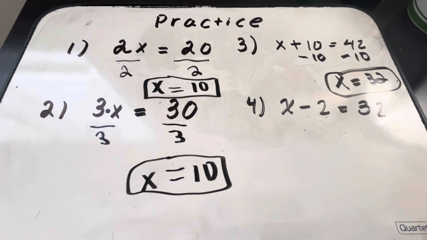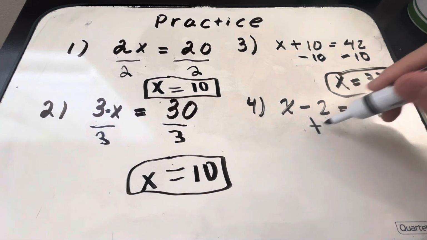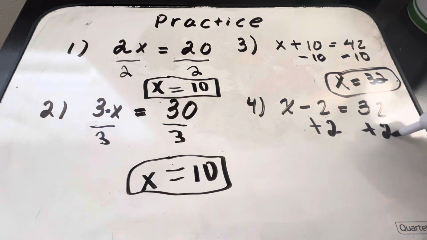Final problem. In this situation, x is being subtracted by 2, so the opposite operation is addition. We add 2 to both sides, and we're left with x equals 34.